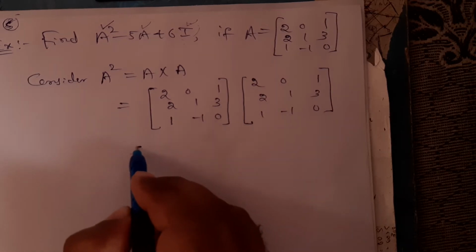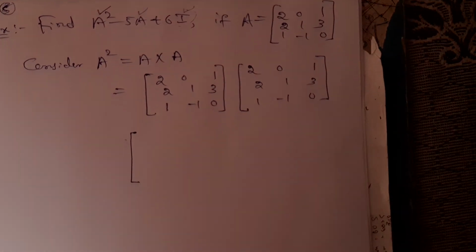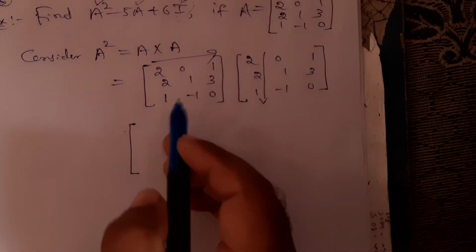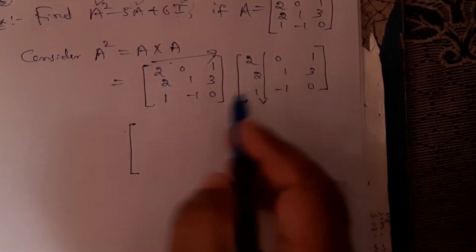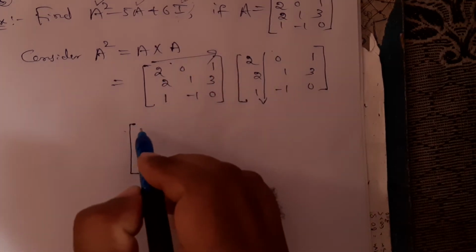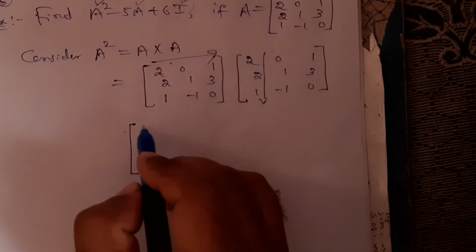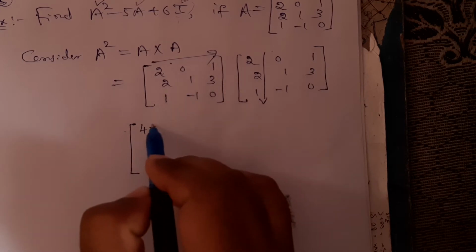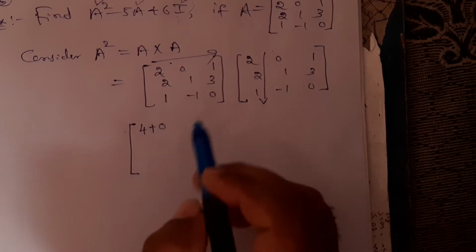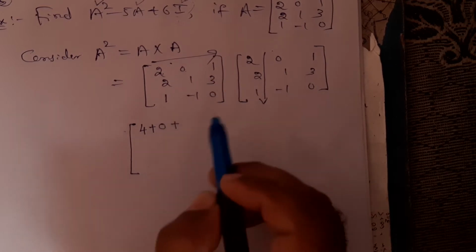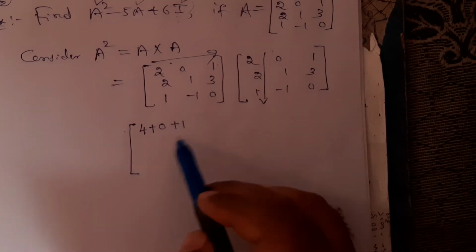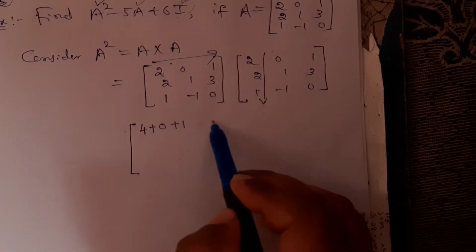So first row, then first column. Try to understand this row and column. 2 into 2, I will write it directly here. 2 into 2, that is 4. Then we can write the sum 0 into 2. 2 into 0, that is 0. Then you write the sign as plus. 1 into 1, it is 1. After writing this step, you leave some space here.